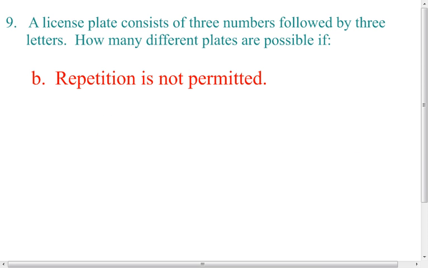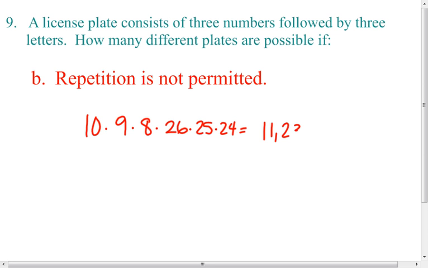If repetition is not okay, then you have 10 choices for the first number, 9 choices for the second number, 8 choices for the third number, and then we go to letters: 26, 25, 24. So 11,232,000.